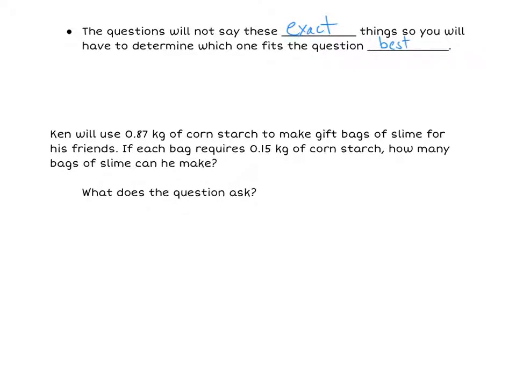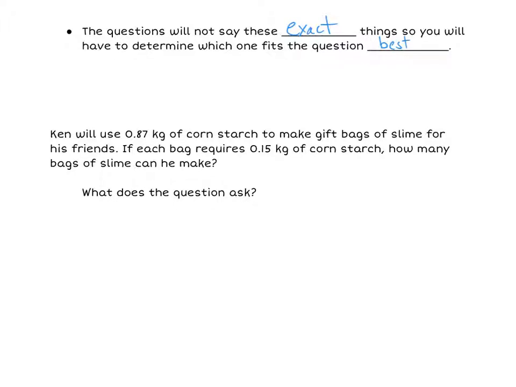So here's the question. Ken will use 0.87 kilograms of cornstarch to make gift bags of slime for his friends. Each bag requires 0.15 kilograms of cornstarch. How many bags of slime can he make? So are we determining, is he going to round up, is he going to round down, or is he going to get an exact answer? First question, can you make 3.5 bags of slime? No, because you're either going to make a bag or you're not going to make a whole bag. So it's not going to be exact. So it's got to be one of the other two.